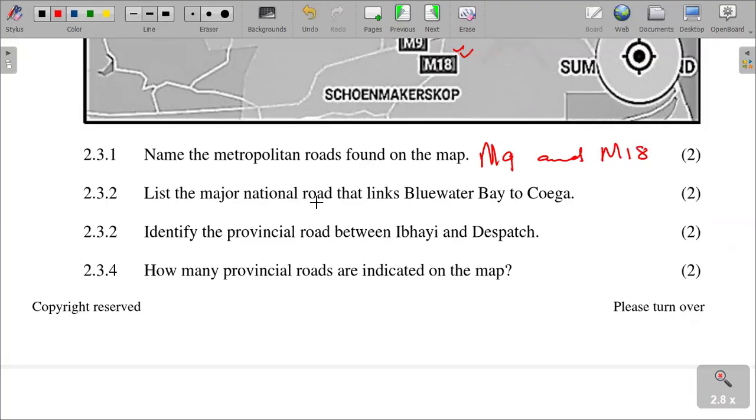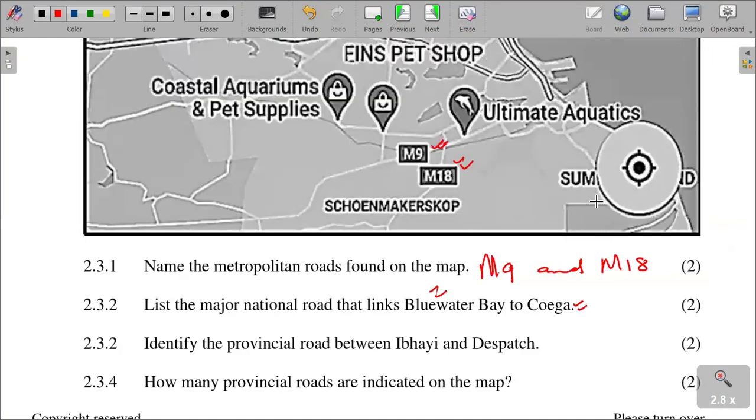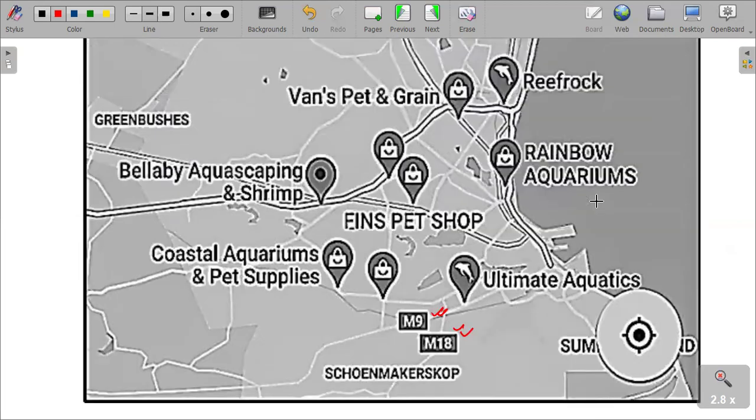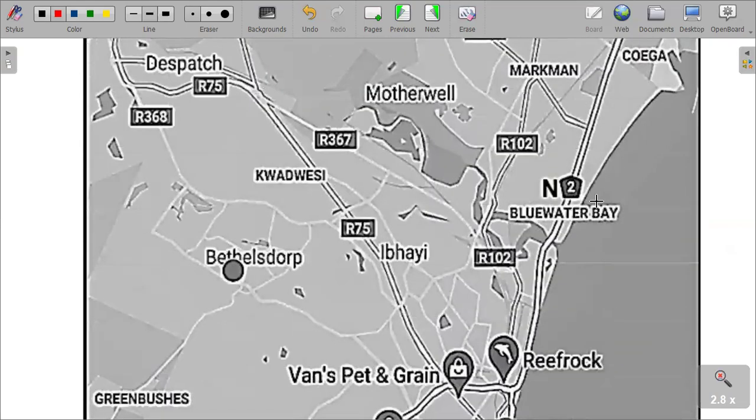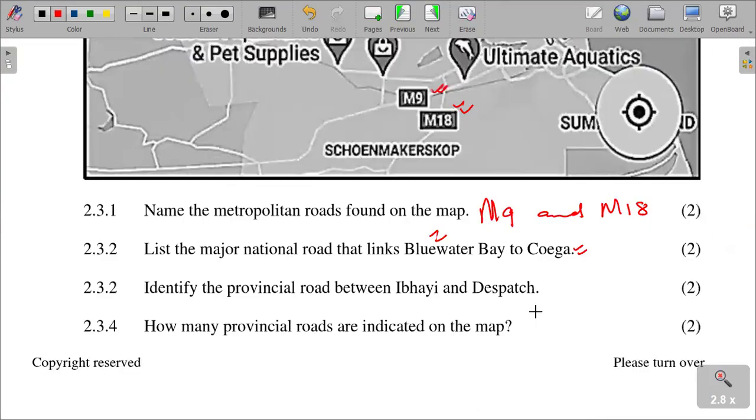List the major national road that links Blue Water Bay to Koega. We need to check where Blue Water and Koega are. The main Blue Water is this one, and it links to Koega, which is also given there. So our national road given there is this one, which is N2.